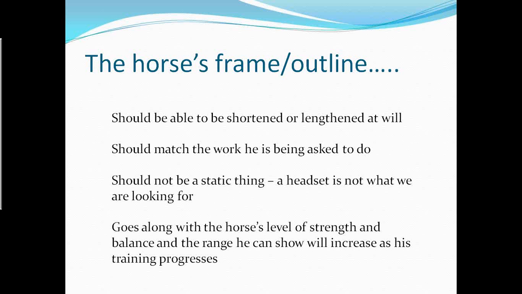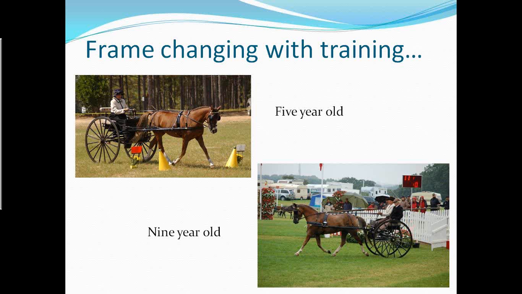Here are some photographs to demonstrate that. On the left is the same horse in both pictures. It's as a five-year-old. And that picture on the left was the total degree that he could shorten his frame at that time. He did not have the strength to go shorter than that without becoming tense. And you can see as a nine-year-old, he can shorten his frame quite a bit and also lighten his shoulders and raise up in front.